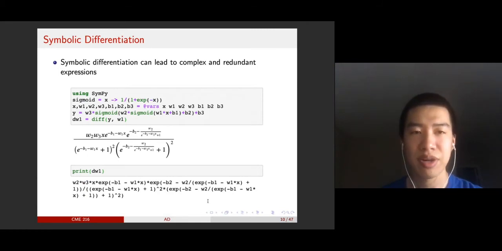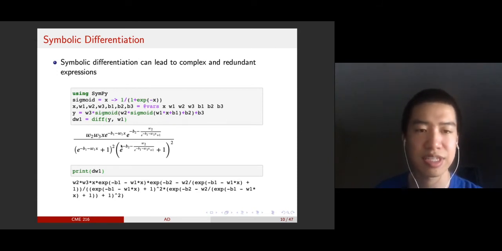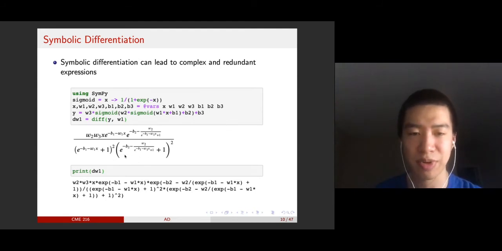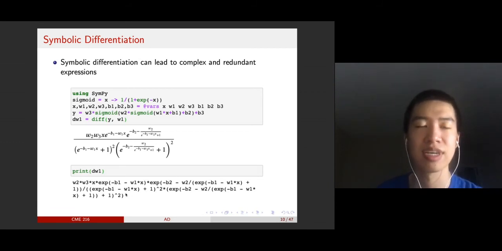And this is how you do symbolic differentiation in Julia, where you use SymPy, which is actually the SymPy package in Python. I created a two-layer neural network with the weights W and the biases B. And you can see if I do symbolic computation, the differentiation, I get this messy expression. And if you print it out, it will be a very long expression. And this is the problem for symbolic differentiation. It can lead to very complex, redundant expressions. But one thing you need to remember is that symbolic differentiation computes the exact gradient. So there is no approximation error as in finite difference.